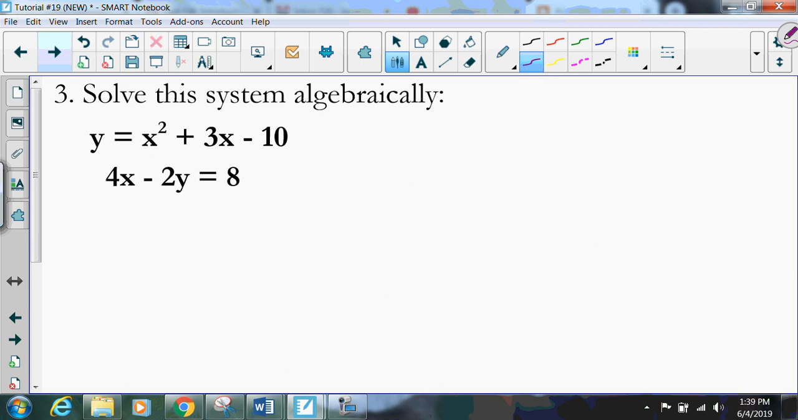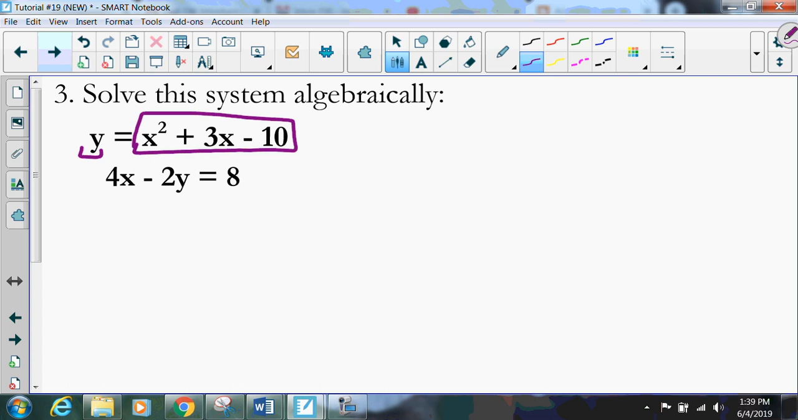Okay, solve this system algebraically. So we see that we're given a quadratic and we're given a linear in standard form. And so I notice that I've got y equals all of this stuff over here, which just gives me an idea, right? Because remember when we solved linear systems back in first semester, we used either substitution or elimination. And so elimination is not going to work when we have a quadratic and a linear. It's just not going to work. Substitution is going to be the only thing we can do.